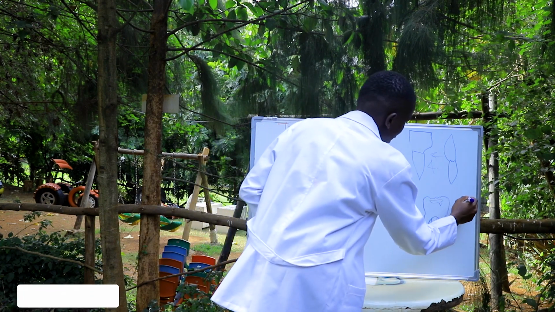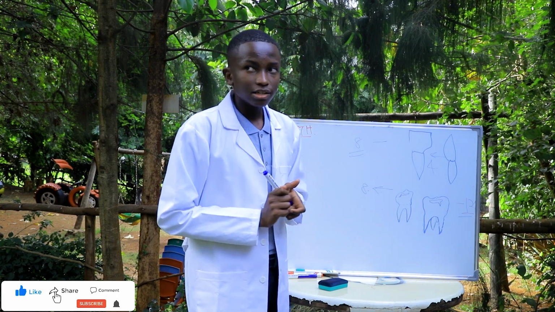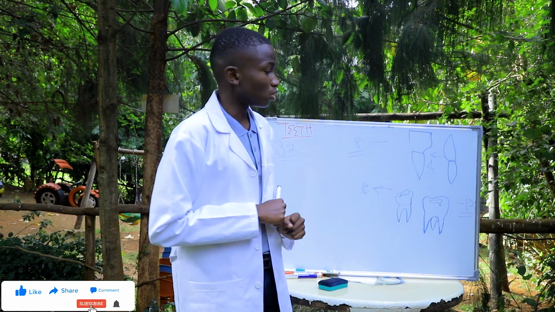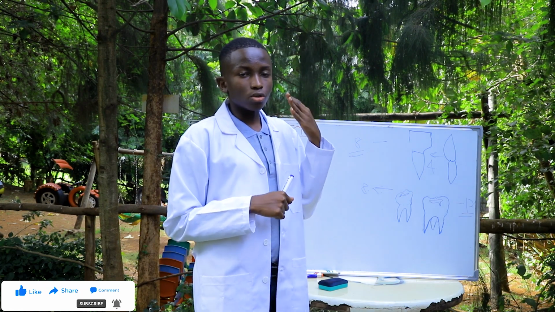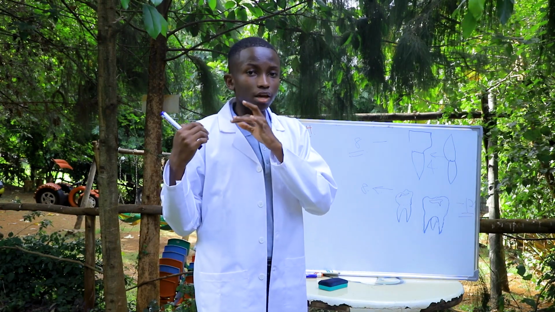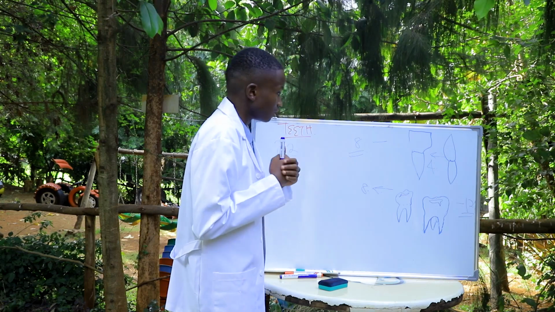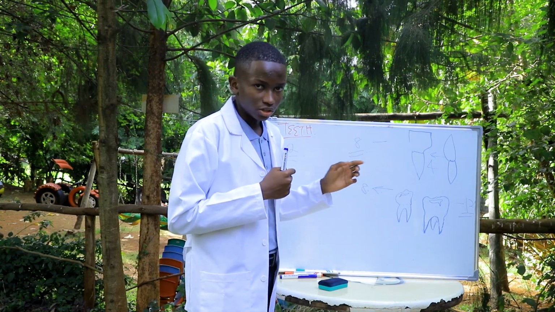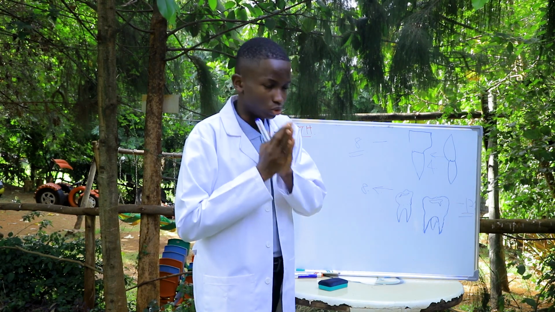Then we finally have the molars. For an adult human being, they are usually 12. So you find that there are 3 molars and 3 molars on the upper and the lower jaw on the right side. Then there are 3 molars and 3 molars on the upper and the lower jaw on the left side. Once you take that into consideration, you will get your teeth as being 32.